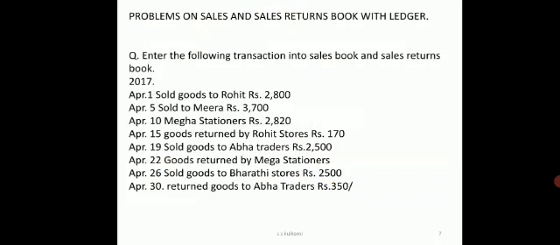Similarly we are having one more problem where you are having sales and sales returns and also posting them in the ledger accounts. So you are having sold goods to Rohit, sold to Meera, sold to Mega Trader Stationaries. Next goods returned to Rohit Stores, sold goods to Abha Traders, goods returned by Megha Stationaries. Next sold goods to Bharti Stores and returned goods to Abha Traders. So this is the problem.